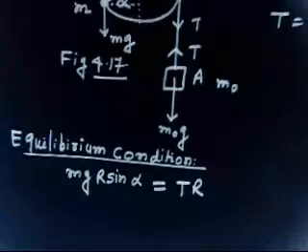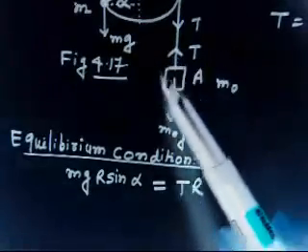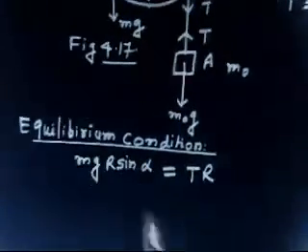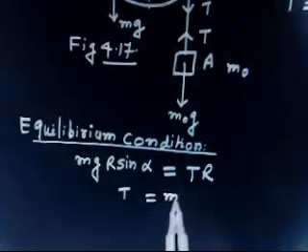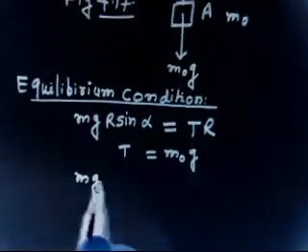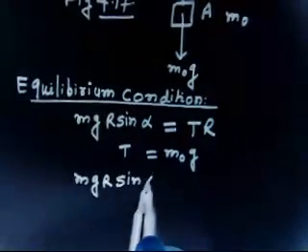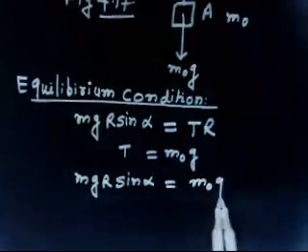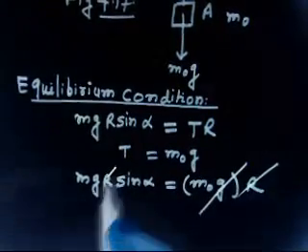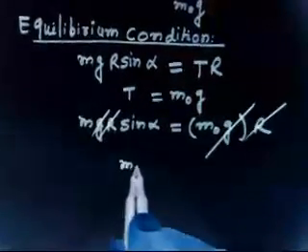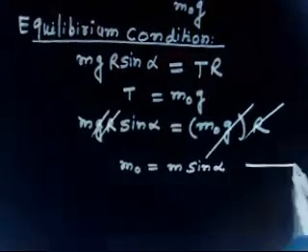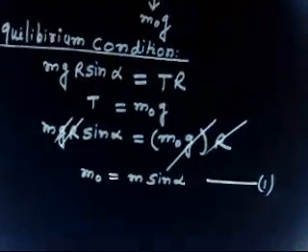Are you getting? Now I can write another equation because this is also in translational equilibrium. So T equals M0 g. Are you getting? T equals M0 g. And if I plug the value of T here, I will have, so g and R go out. So I will have M0 equals m sine alpha. So this is my equilibrium condition. Let us call this equation 1.